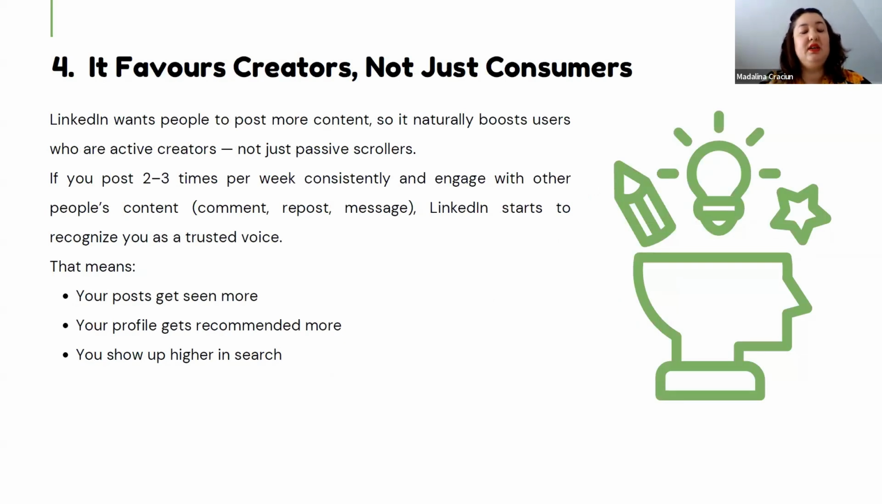LinkedIn favors creators, not just consumers. LinkedIn wants people to post more content, so it naturally boosts users who are active creators, not just passive scrollers. If you post 2-3 times per week consistently and engage with other people's content, comment, repost, message, LinkedIn starts to recognize you as a trusted voice. That means your post gets seen more, your profile gets recommended more, and you show up higher in search.